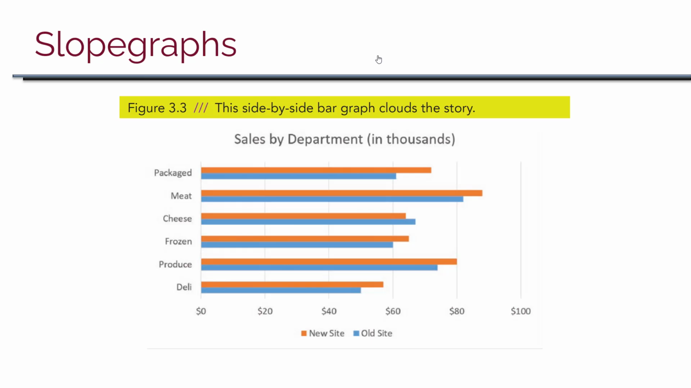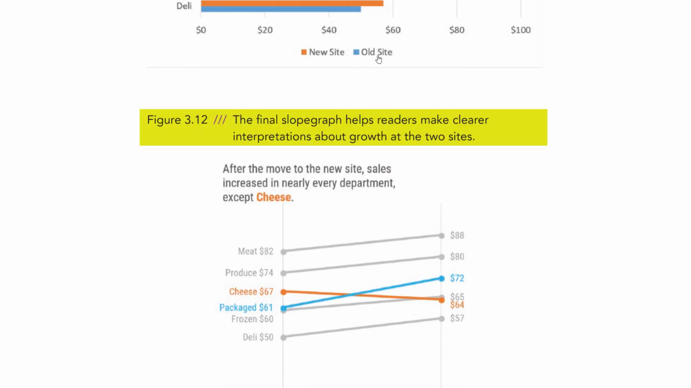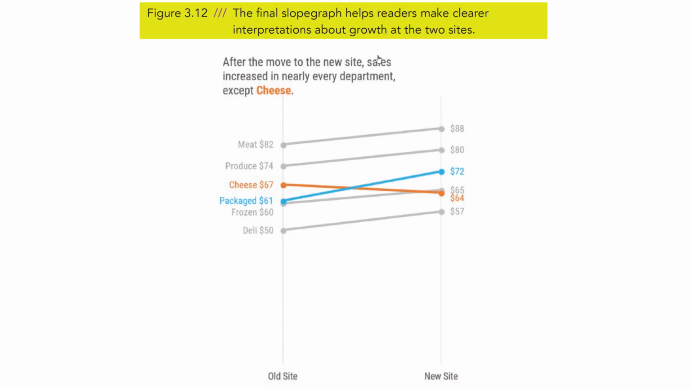It's not as easy. You need to spend some time to figure out, oh yeah, obviously the cheese has gone down in the new site. But first of all, you have to go back to the legend to figure out what orange was, right? So this makes it easier. I think slope graphs are underappreciated. They're very easy to make in Excel.